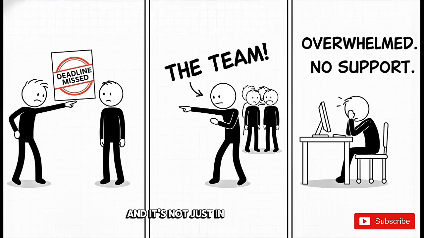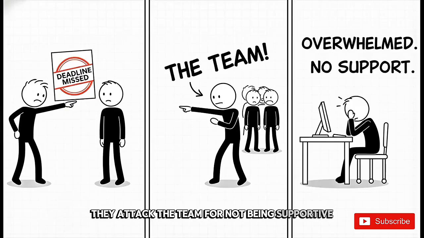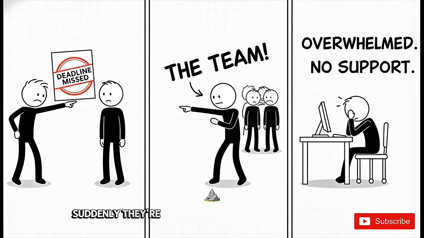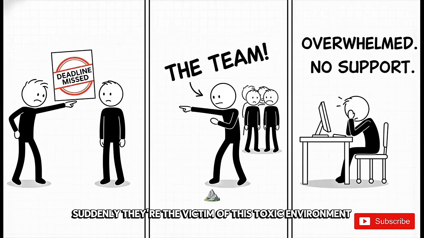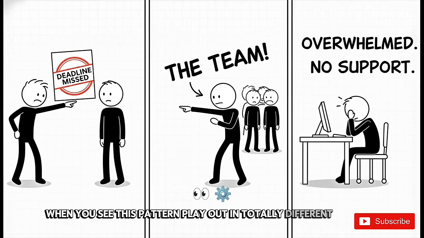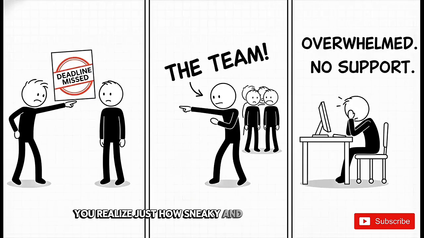And it's not just in relationships. The same pattern pops up at work all the time. A colleague misses a huge deadline. You confront them, and what happens? They deny it was their fault, they attack the team for not being supportive, and then they flip it. Suddenly, they're the victim of this toxic environment. When you see this pattern play out in totally different settings, you realize just how sneaky and versatile it really is.